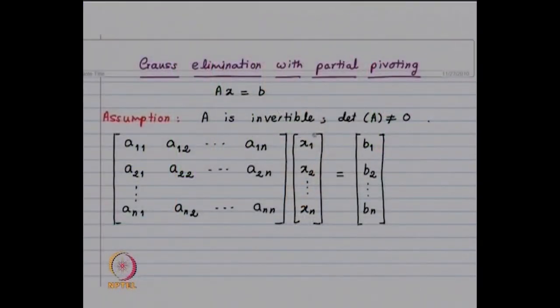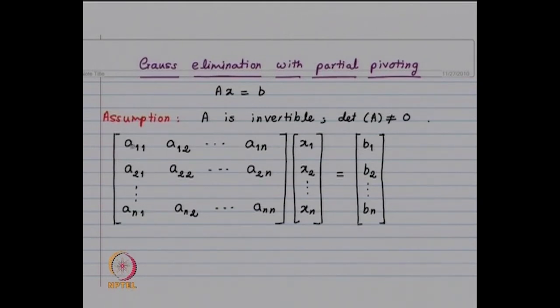So, now let us discuss Gauss elimination with partial pivoting. Our assumption is that A is invertible, and that means determinant of A is not equal to 0. This is only given to us and we look at the system. In Gauss elimination, what we were doing was introducing zeros in the first column below the diagonal. So, A11 was our pivot, and we looked at the multiplier. When we want to introduce 0 here, we multiplied the first row by A21 by A11 and subtracted from the second row, and so on.